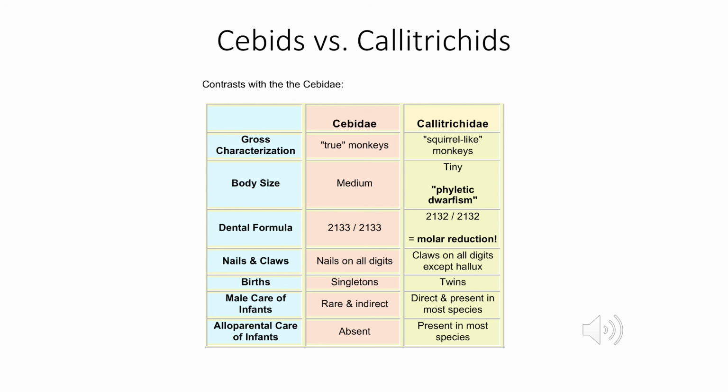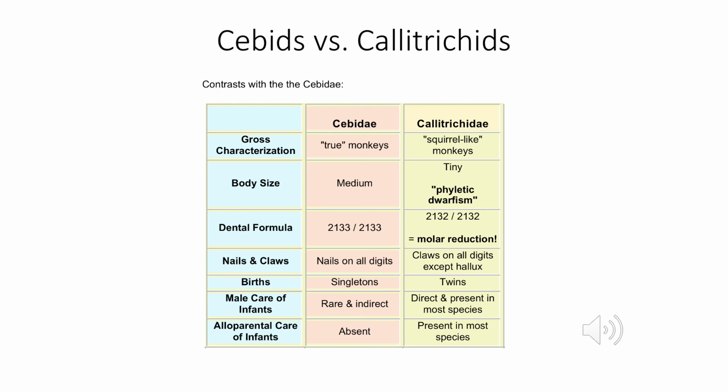And our Callitrichids, now don't get confused, because we call our Callitrichids squirrel-like monkeys, meaning they do almost look rodent-like still. They look a little bit more like our Strepsirrhini, but they have all of the physical characteristics, in terms of their nose and their dental formulas and things like that, that make them Haplorhine, but they are very rodent-like.